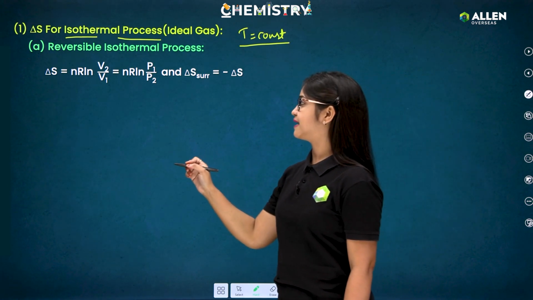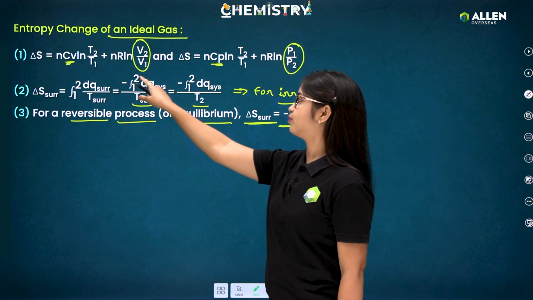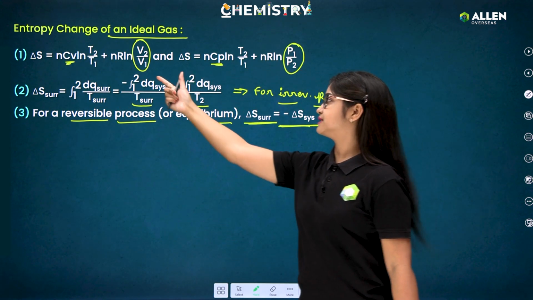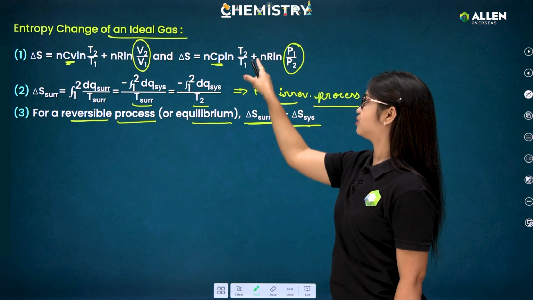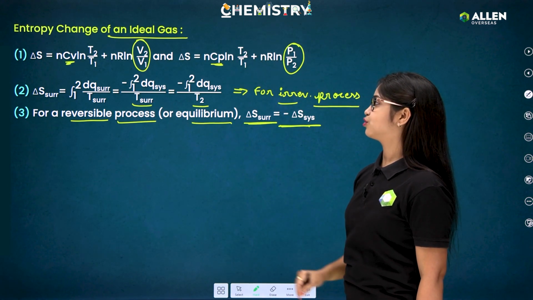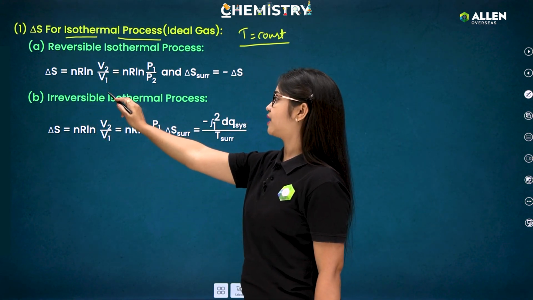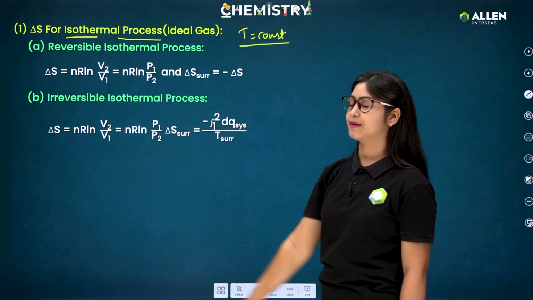So the temperature term in this formula will become 0, so only this term will be left, okay? And here also this term will become 0. So basically the formula becomes delta S is equal to nR ln V2 by V1 or nR ln P1 by P2.